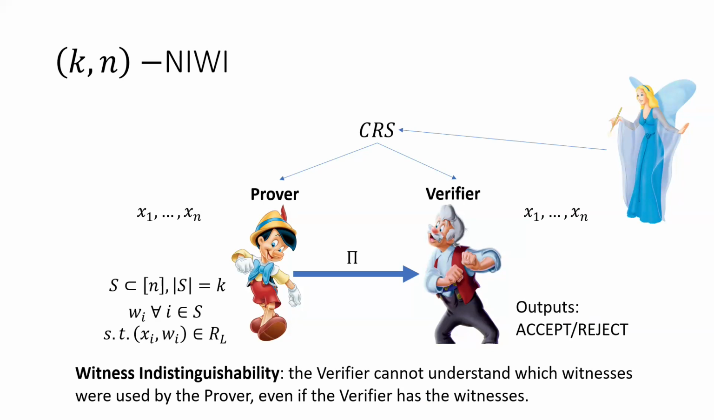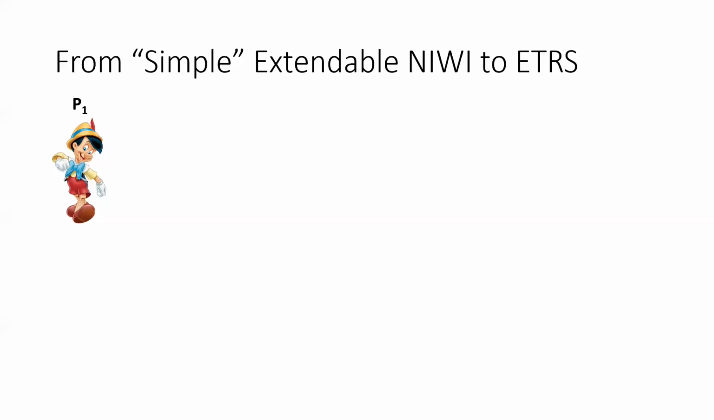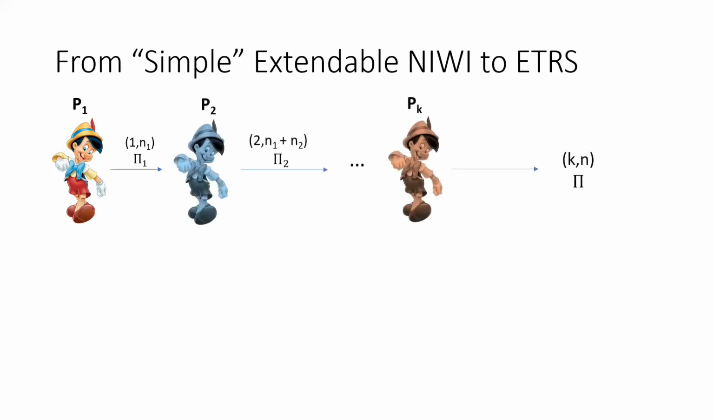Now I'll show that if you change the NIWI to be extendable in the same way as the extendable threshold ring signature, you can get an extendable threshold ring signature scheme very easily. What do I mean by this simple notion of extendable NIWI? For example, a first prover using one witness will produce a 1 out of n1 proof, and then this proof will need to be updatable by many different provers using only one witness. For example, prover P2 will produce a 2 out of n1 plus n2 proof using just one additional witness, and so on and so forth up to prover K.